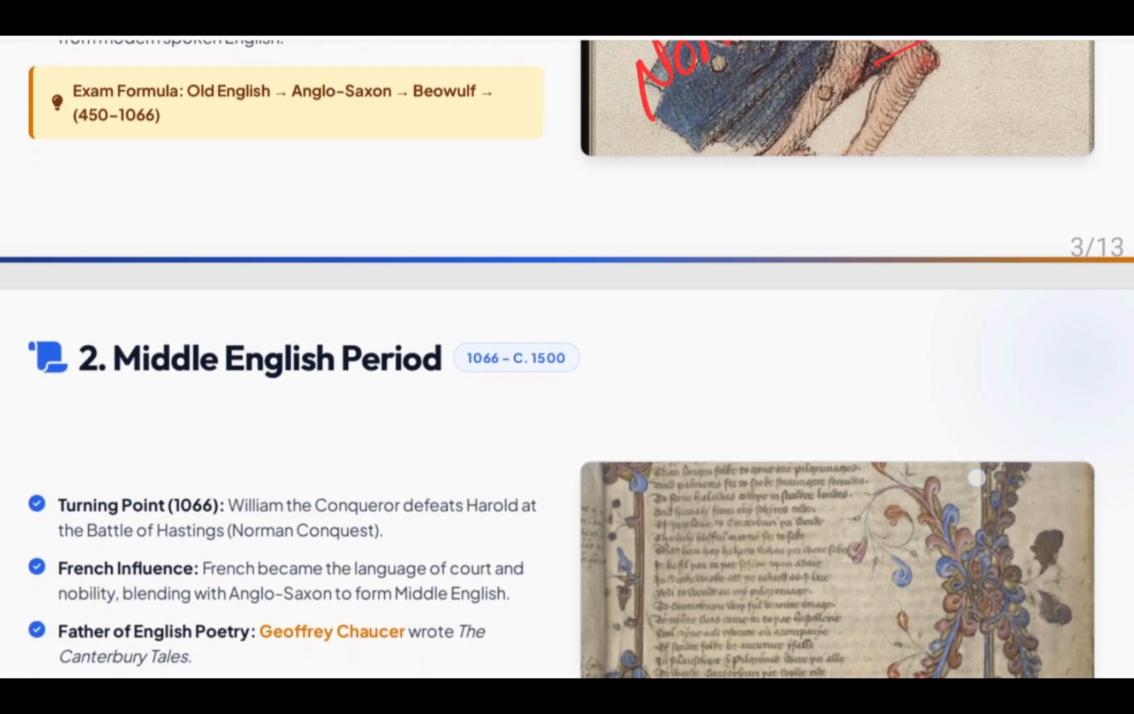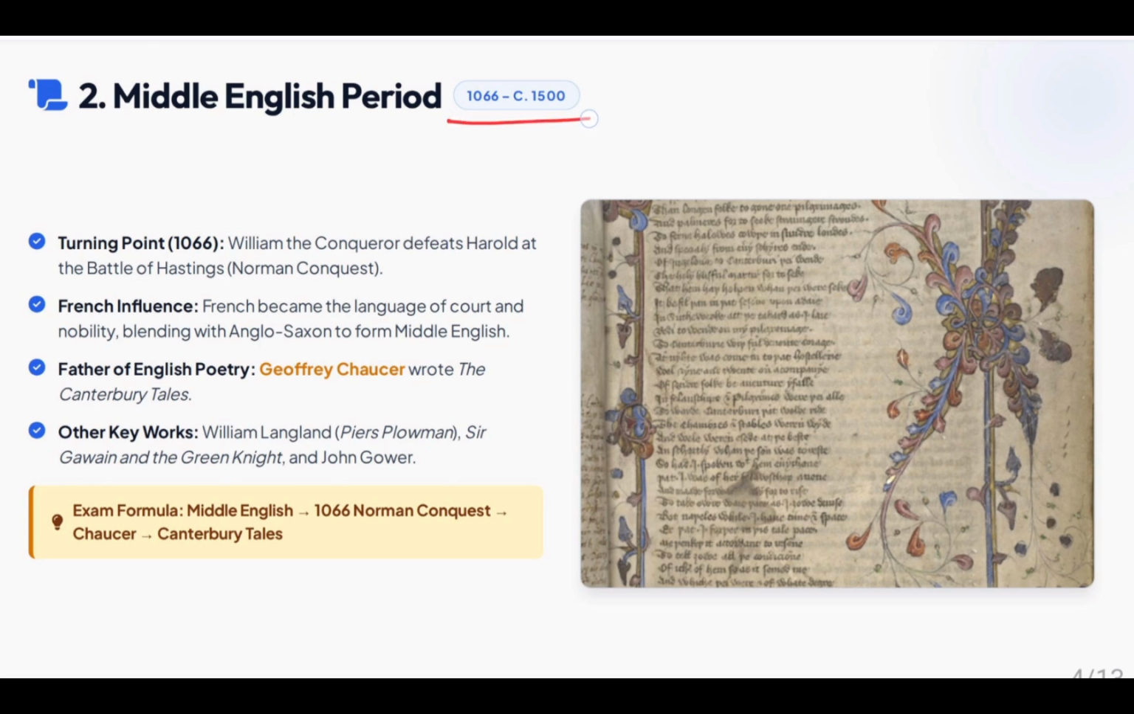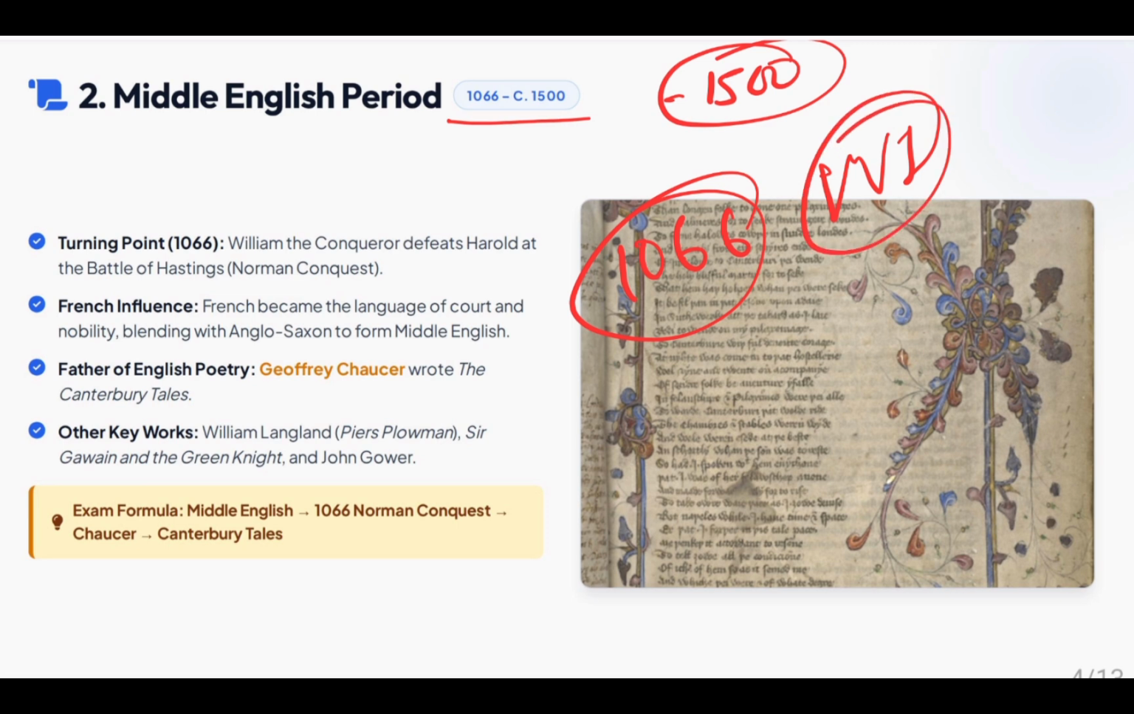Next, the Middle English period. It begins from 1066 and goes up to 1500. The year 1066 is extremely important, and here the Norman Conquest is very important. William, Duke of Normandy, defeated Harold at the Battle of Hastings. Please remember this Battle of Hastings; it is called the Norman Conquest. French became the language of court and nobility, blending with Anglo-Saxon to form Middle English.